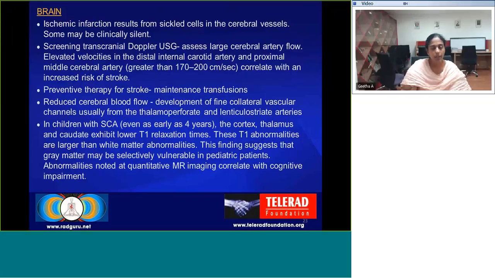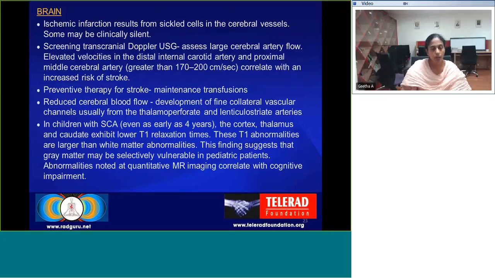In the brain, ischemic infarction can result from sickle cells in the vessels. Some of the infarcts may be clinically silent. Screening transcranial Doppler ultrasound is often performed to assess the large cerebral artery flow. Elevated velocities in the distal internal carotid artery and proximal middle cerebral artery, that is greater than 170 to 200 centimeters per second, correlate with an increased risk of stroke.